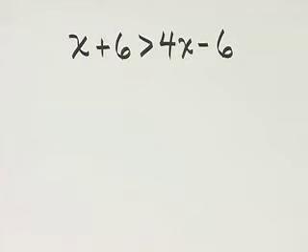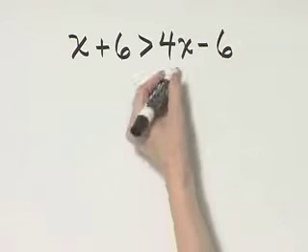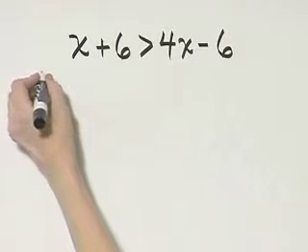Let's solve this inequality for x. There's no fractions here, no parentheses. I'll just move variable terms to one side, numbers to the other. I'm going to subtract 4x from both sides.